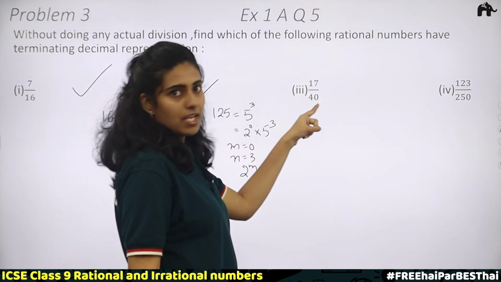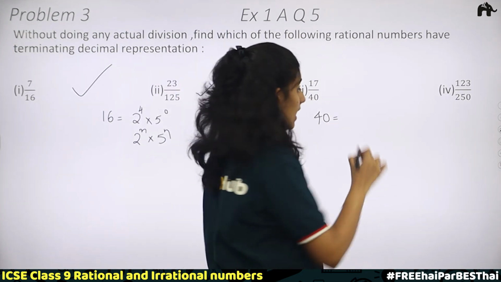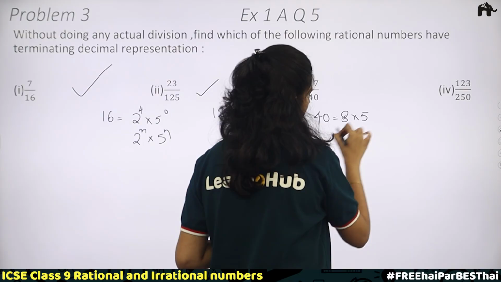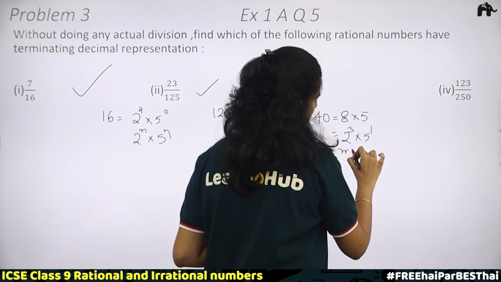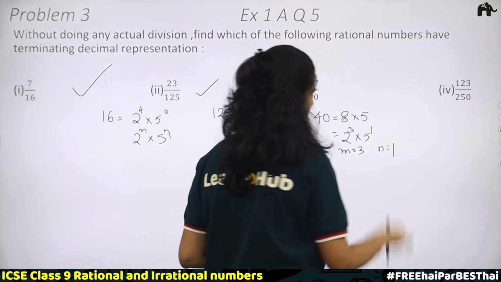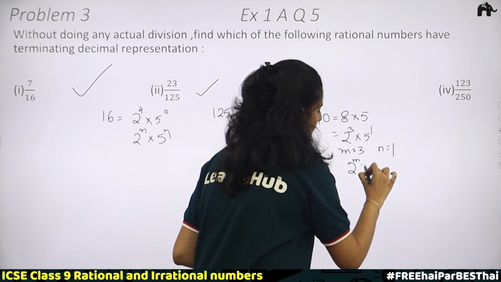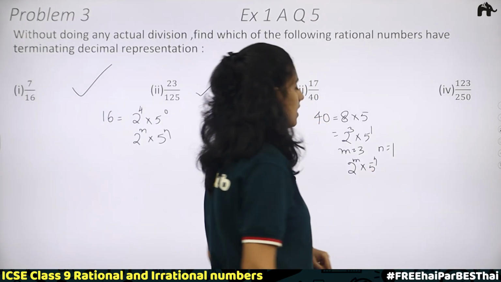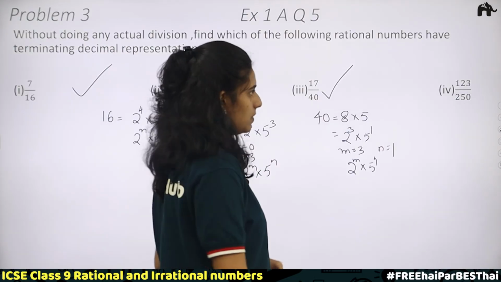Next, 17 by 40. Take 40. What is 40? 40 is 8 into 5. 8 is 2 cube into 5 raised to 1. M is equal to 3, n is equal to 1. Both of these are whole numbers. Here it can be expressed in the form 2 raised to m into 5 raised to n. Therefore, this is again having a terminating decimal representation.